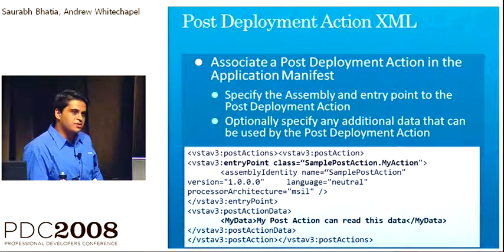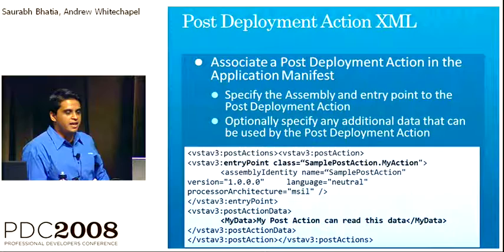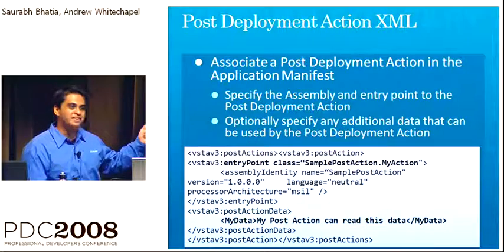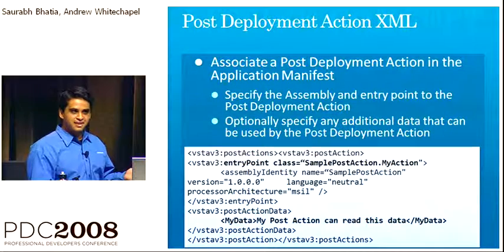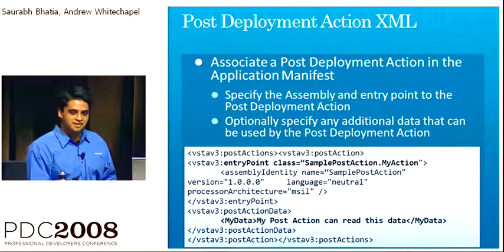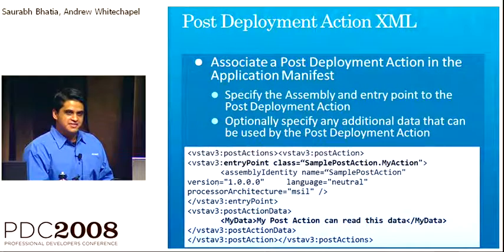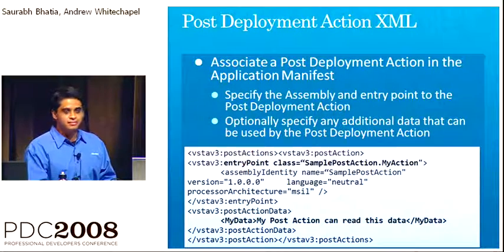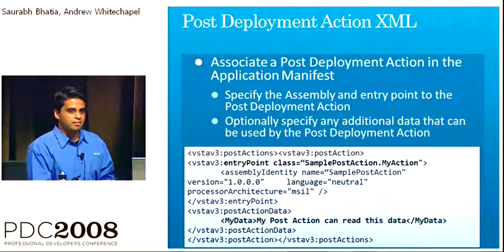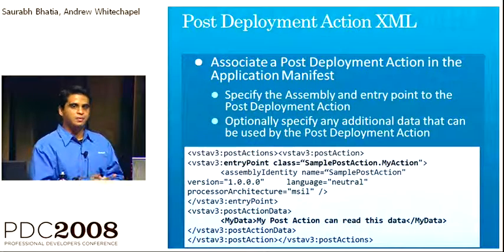Now, the second step is to actually associate this post-deployment action that you have written by implementing that interface into an XML, into the application manifest. And this is done through the post-action XML. And what it essentially defines is, again, an entry point for the post-deployment action. And in this case, the entry point is the DLL that defines this post-deployment action interface. And once you have defined this entry point, that post-deployment action gets associated with that ClickOnce deployment package, and it will be run every time there's an install or update that triggers the ClickOnce deployment process.